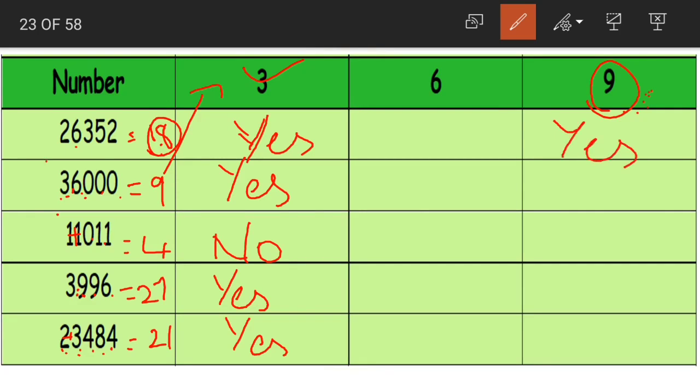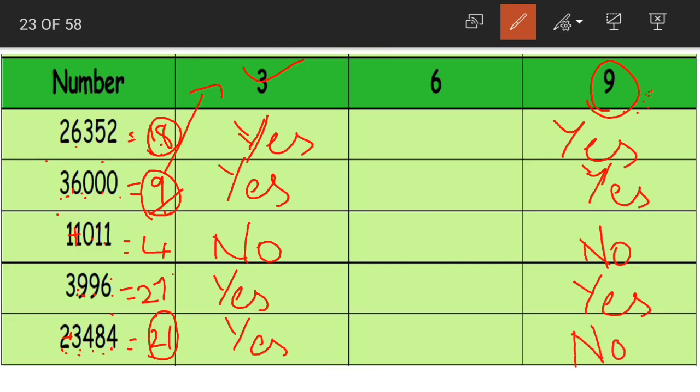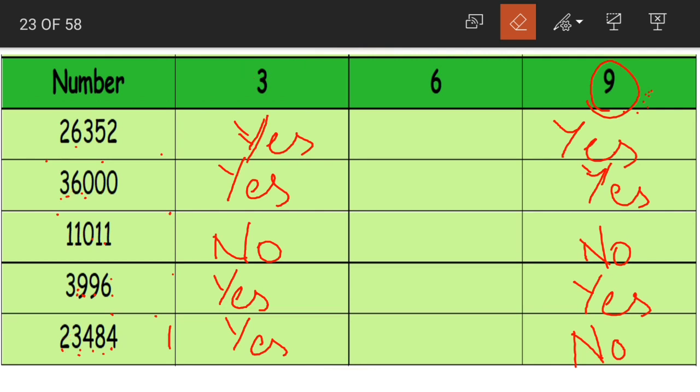So yes, 26,352 is divisible. Here the sum is 9. It is a multiple. 9 ones are 9. So again yes, it is divisible. Now 4 is not a multiple, so no. 27, yes, it is a multiple. 9 threes are 27. 21 is not a multiple, so no, it is not divisible by 9. Understood, children? Divisibility by 3 and 9.